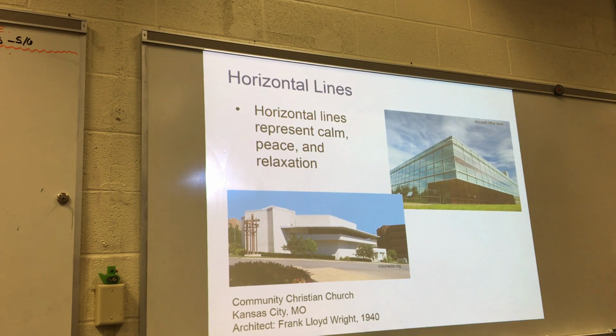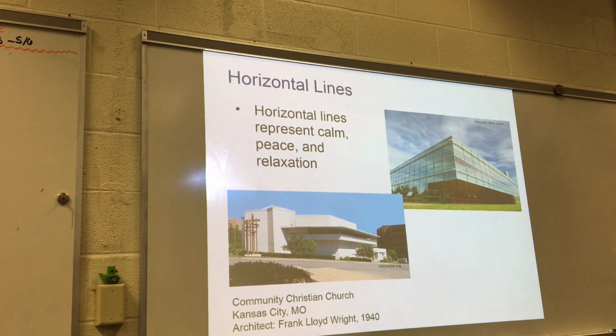Horizontal lines, you might say, are just a bit more relaxed. They represent more of a peaceful kind of situation. So they're not trying to be a dominant feature. They're trying to make the users and the people around them more at ease. And you see this especially if you look at hospitals. A lot of hospitals have strong horizontal lines. Churches often have strong horizontal lines.